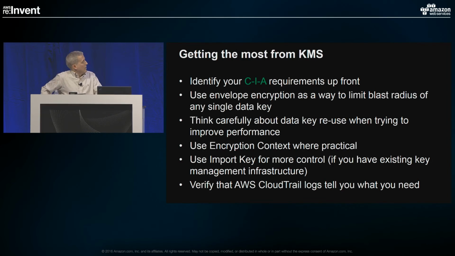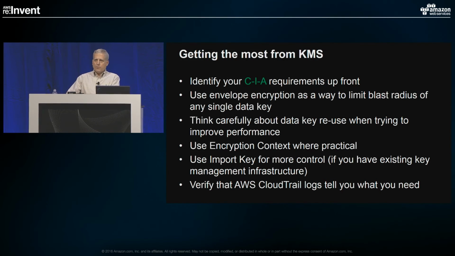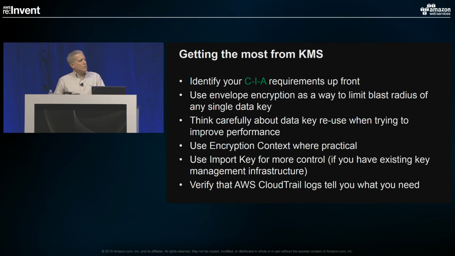In summary, try to identify your confidentiality, integrity, availability requirements up front. In many cases, if you're working with partners or other customers as a service provider, you need to work with them. Use envelope encryption as a way to limit your blast radius.